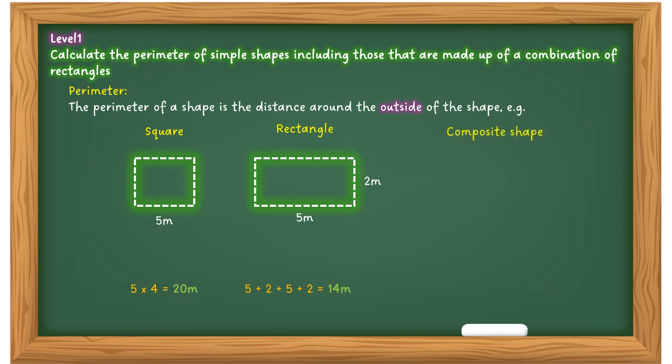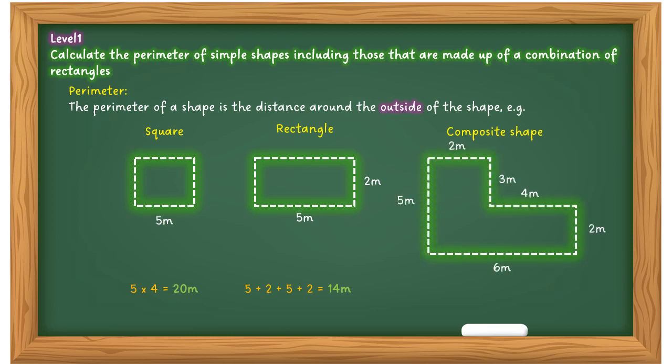Now let's look at a composite shape. You can see here they're giving you all the dimensions on the outside of the shape. Now it's quite common in maths for some dimensions to be missing. So for example, if this 4 was missing, how would you know what that is? Well, it's fairly simple. You would take 6 from the opposite side, minus 2, and that leaves 4. You can see if you add 4 and 2 together, it's the same length as that. Now once you know all the values of the outside numbers, you just add them together and you can see the distance around there is 24 meters. So that's fairly straightforward.